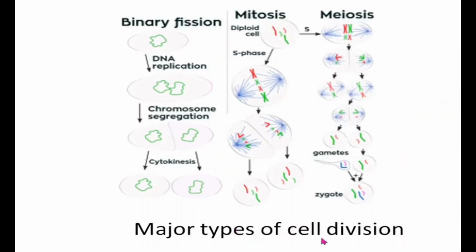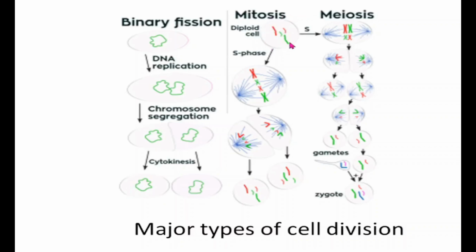These are the major types of cell division: binary fission, mitosis, and meiosis. In binary fission, as we have seen in bacteria, this one is the genetic material and this one is the whole cell, the whole organism, considered as a bacterium. First the DNA is replicated, then the cell will be divided into two.